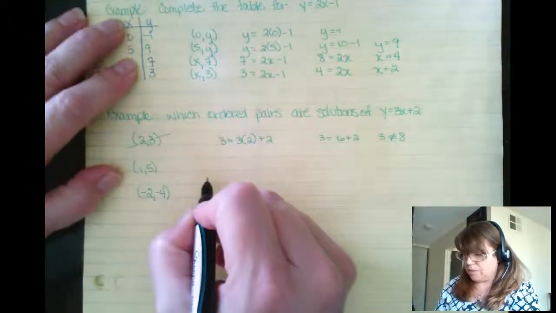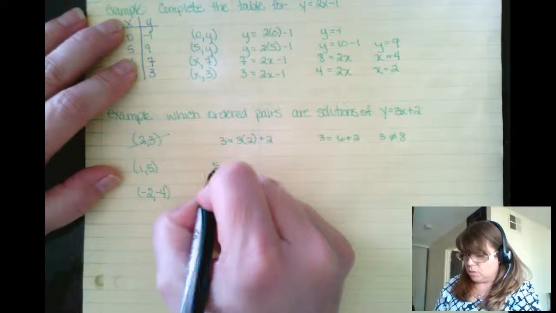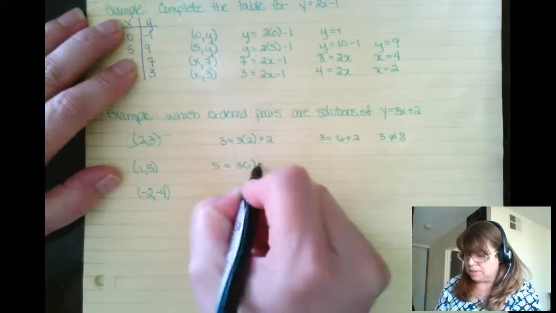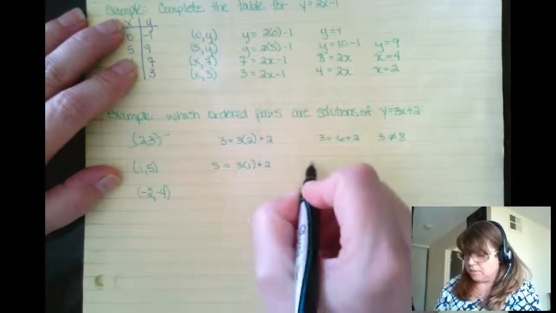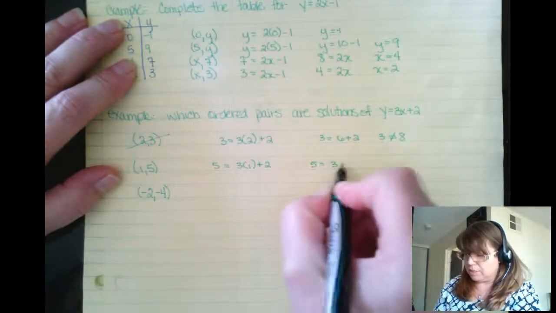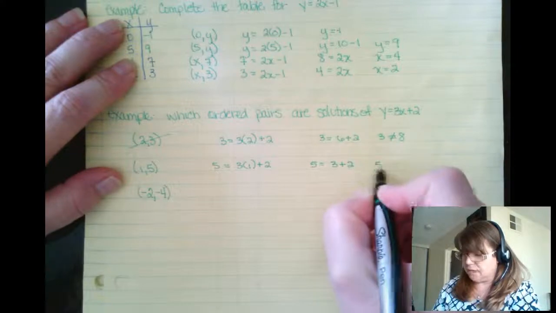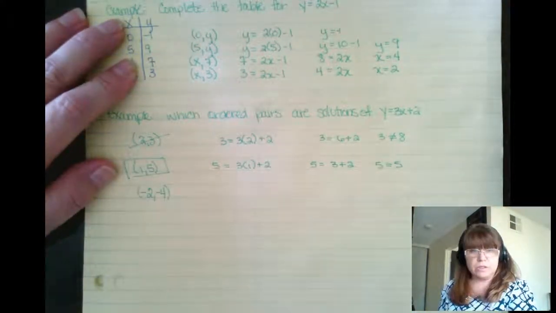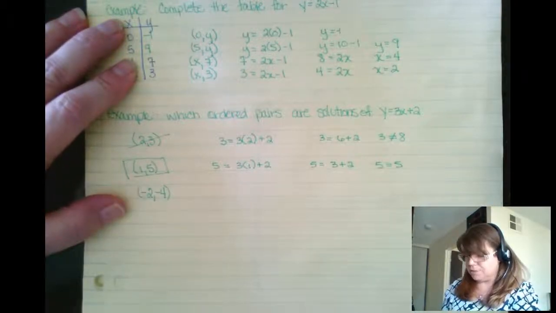Let's try 1, comma 5. So the y is the 5. 3 times 1 plus 2. 5 equals 3 plus 2. And indeed, 5 equals 5. So that's a good solution. That is indeed a solution.